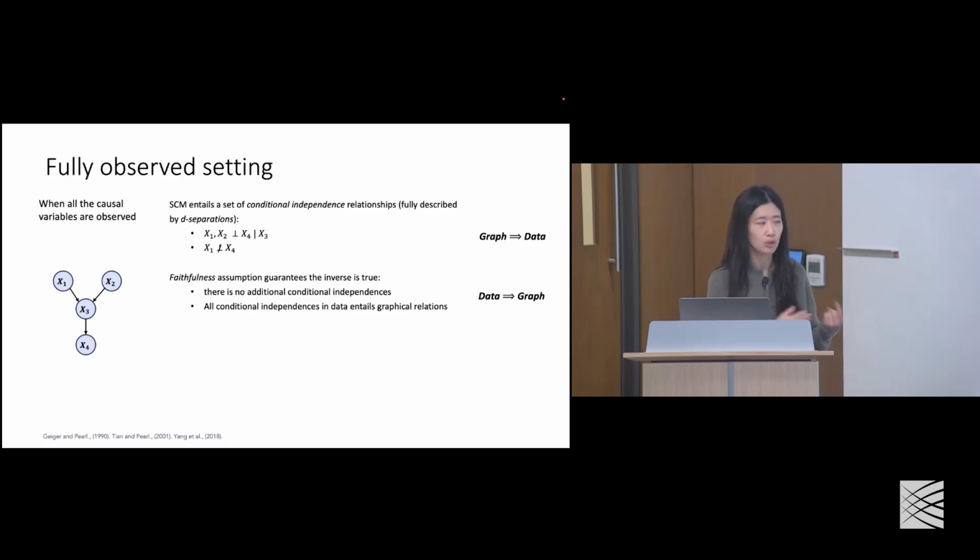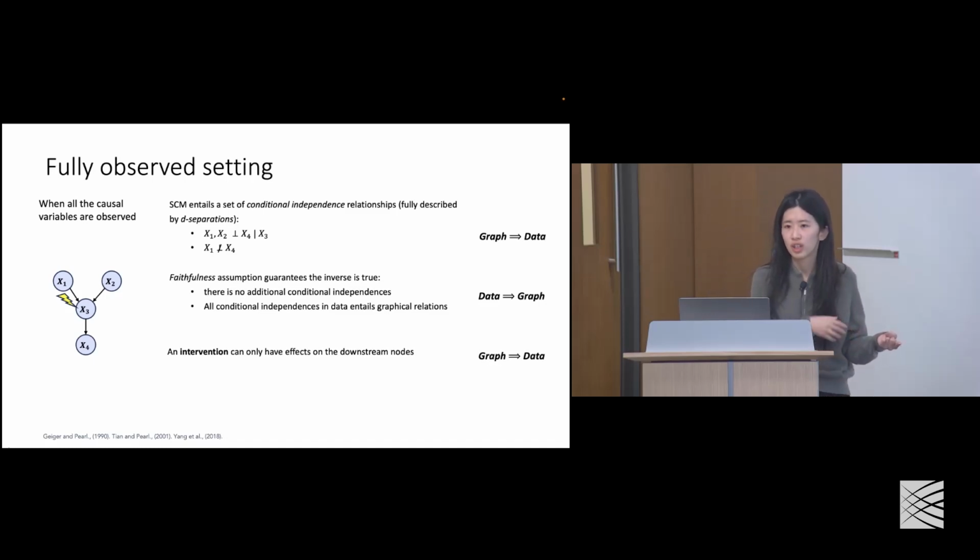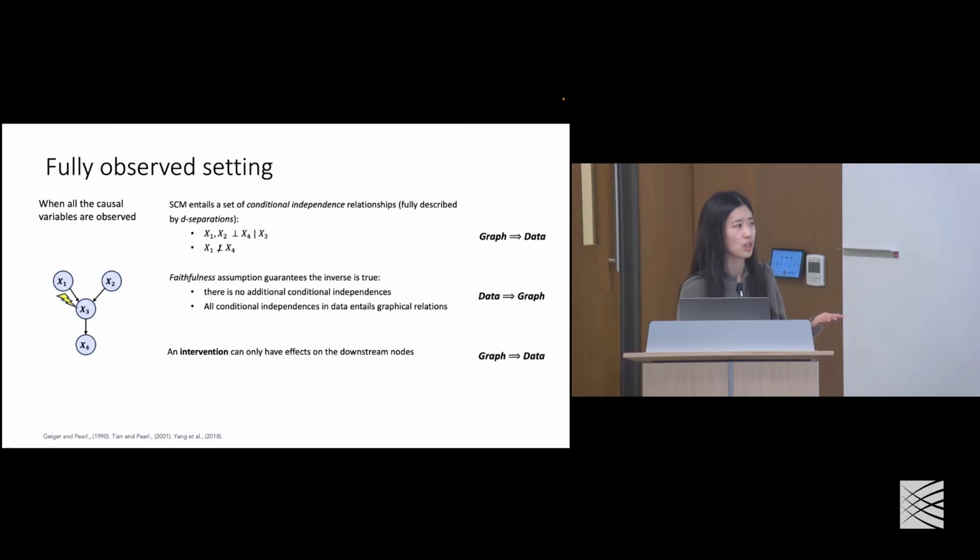I also want to point out what you can do with interventions. For example, if you intervene on X3, by the definition of interventions, and if you think about the equations that I put out in the first two slides, an intervention can only change the marginal distributions of its downstream variables. In this example, if you intervene on X3, it will not change the distribution of X1 and X2, but it will change the distribution of X4. So this is also something that the graph can tell you about the data. If you compare the interventional distribution to the observational distribution, you will only see changes in the downstream variables. And then what you want is again the reverse direction, data to graph.